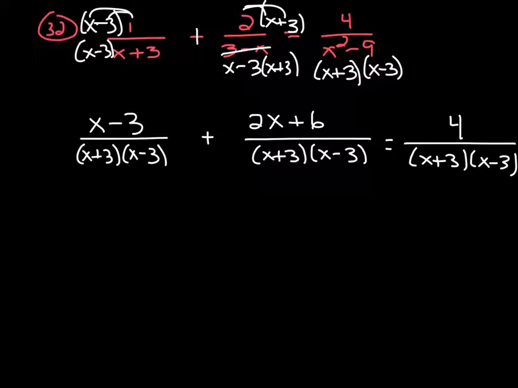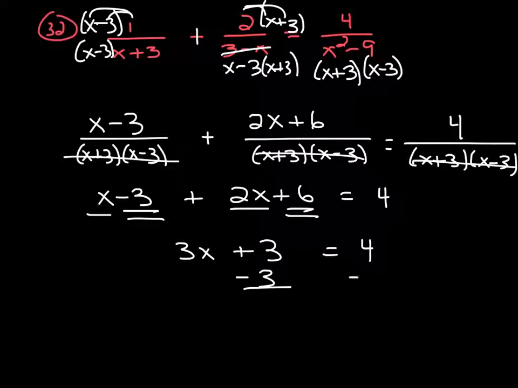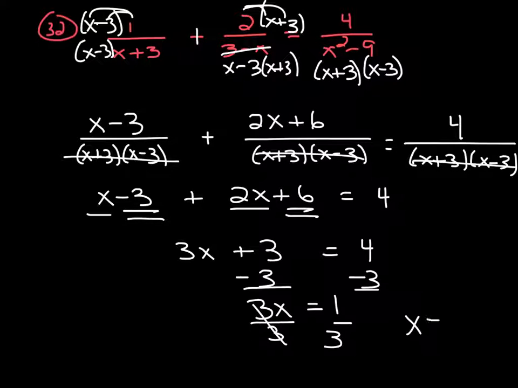So now that we have common denominators, we can cross them off. And let's just solve what we're left with. So we have x minus 3 plus 2x plus 6 equals 4. All right, so if we combine our like terms, x plus 2x is 3x, and negative 3 plus 6 is positive 3. And when I bring down the equals 4, I can then subtract 3, leaving me with 3x equals 1, and then divide by 3. So that's going to leave me with x equals 1/3.